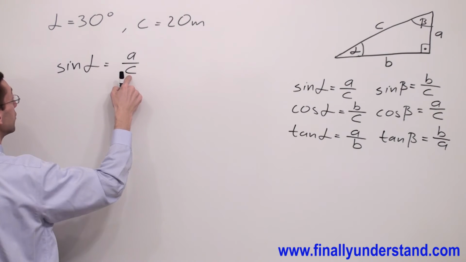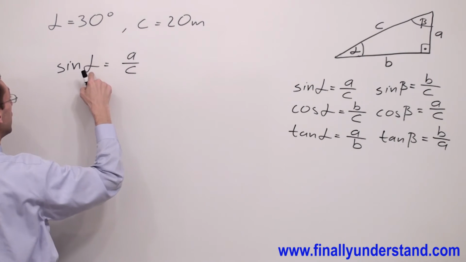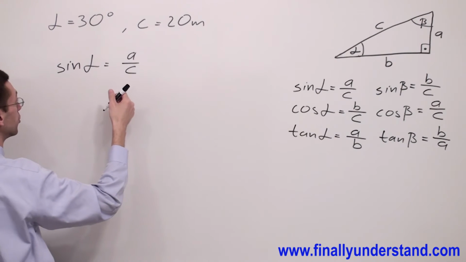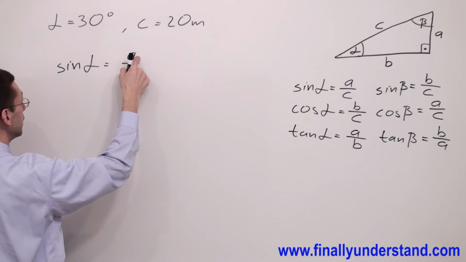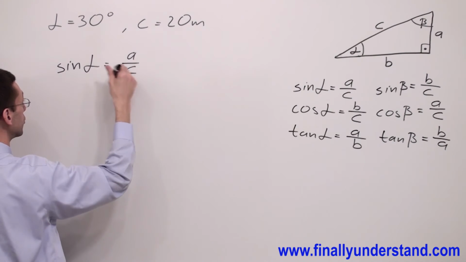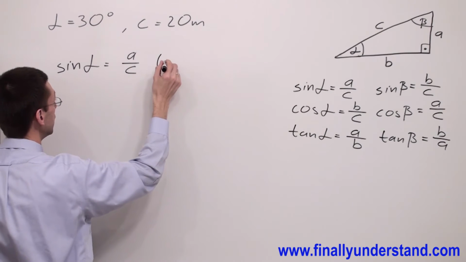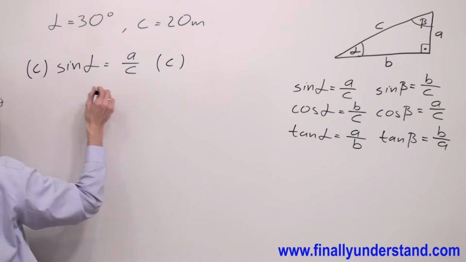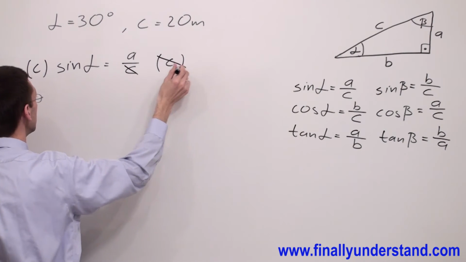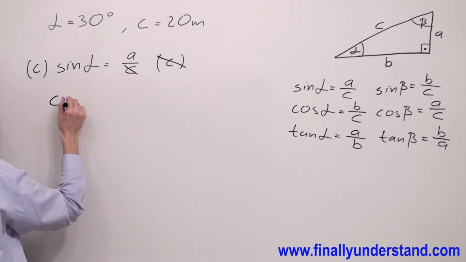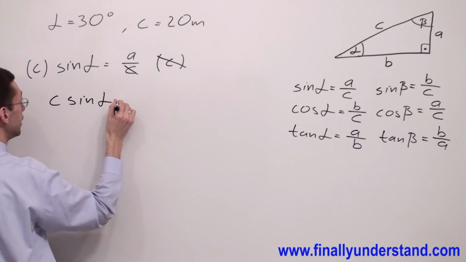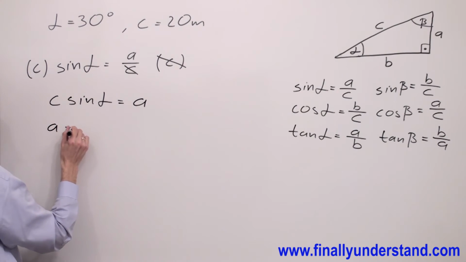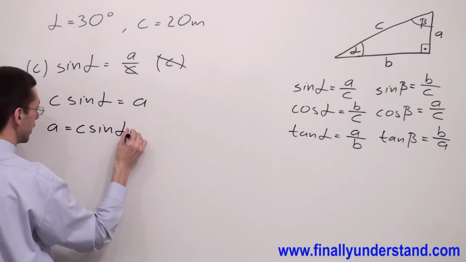As we said, C is given, it is equal to 20 meters, and angle alpha is given, 30 degrees. I'm supposed to simply use algebra to solve this formula for A. In order to do so, I have to multiply both sides of the equation by the denominator. So I multiply both sides of the equation by C. C and C will cancel out, and I have C sine alpha is equal to A. I can rewrite this formula as A is equal to C sine alpha.